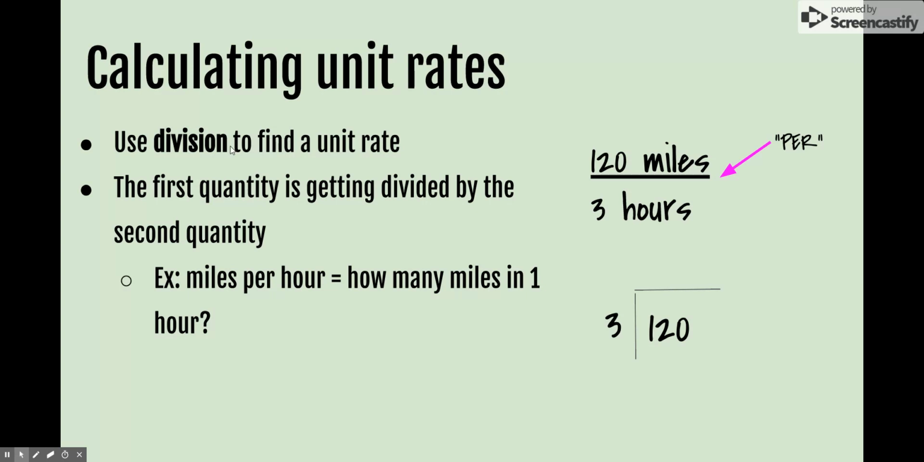We would divide whatever rate they gave us and figure out how much it is for just one of those things. So if I have 120 miles in 3 hours, I would divide 120 by 3. When I do that, I end up getting 40. So in this example, if I can go 120 miles in 3 hours, that means I'm going 40 miles per hour, 40 miles in 1 hour. I'm going to shorthand it here, per hour. The reason it's a unit rate is because I'm figuring out for just 1 hour, how many miles can I go?